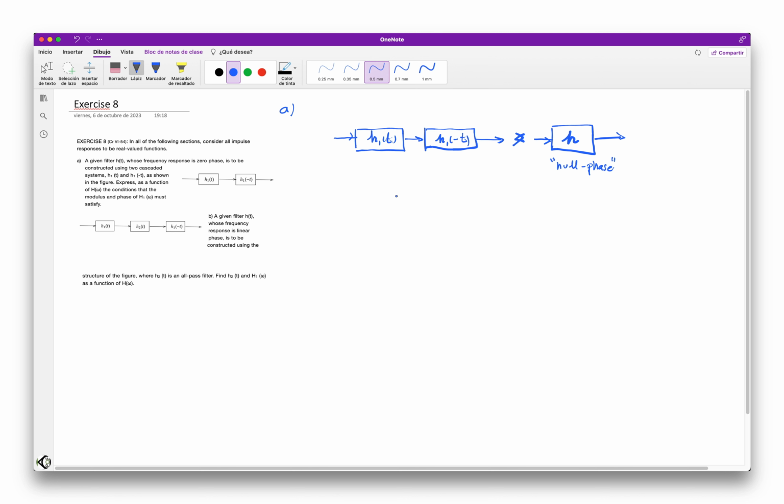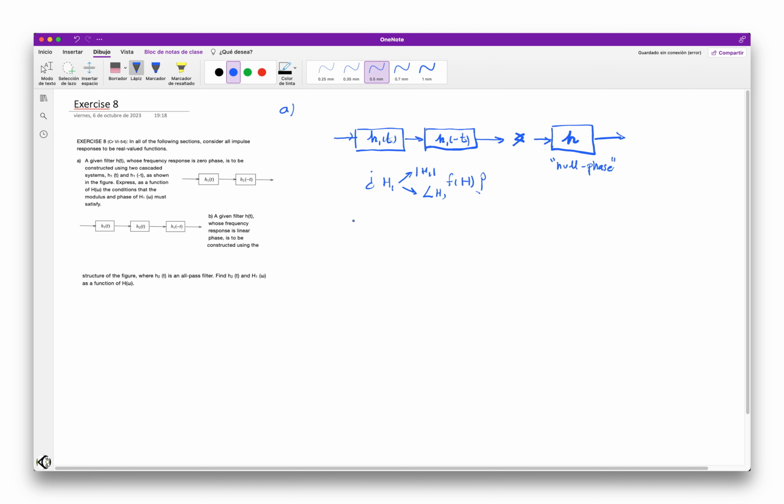And they are asking us to find which are the conditions that the frequency response of h1 of t, which is capital H1, has to meet: the conditions that the modulus of H1 and the phase of the frequency response have to meet as a function of the frequency response that I want to obtain, which is capital H.